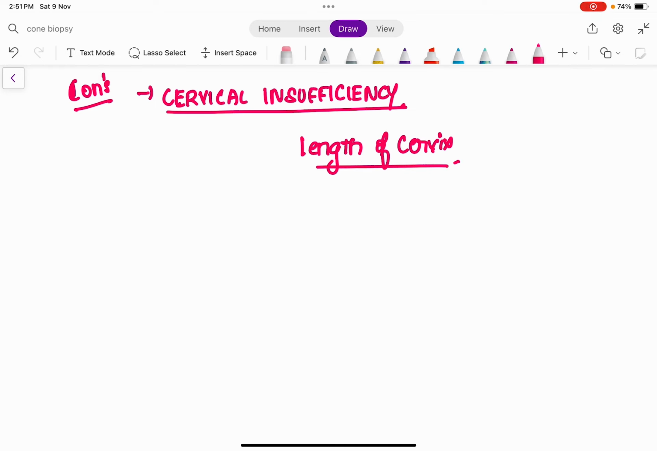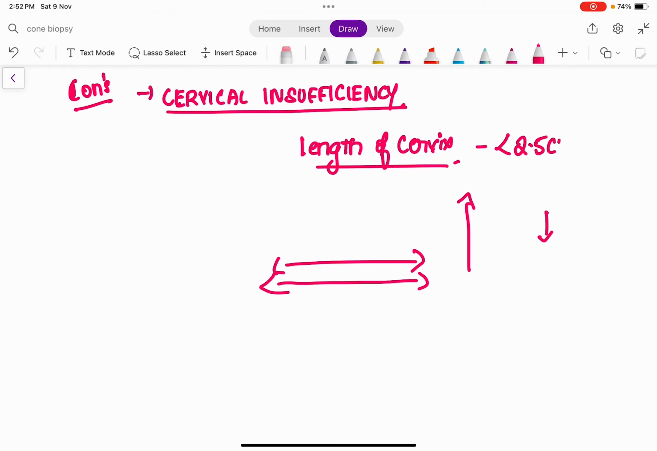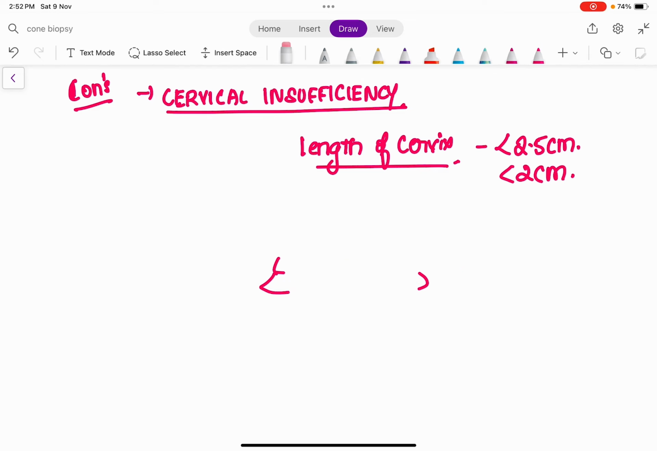There is a theory that when the diameter of the cervix increases, the length of the cervix is going to decrease. Is that clear? This is the diameter and this is the length. So as the cervix is going to get dilated, the length of the cervix is going to get shortened. If the length of the cervix is less than around 2.5 centimeter, it is suspicious of cervical insufficiency. If it is less than 2 centimeter, it is diagnostic of cervical incompetence.